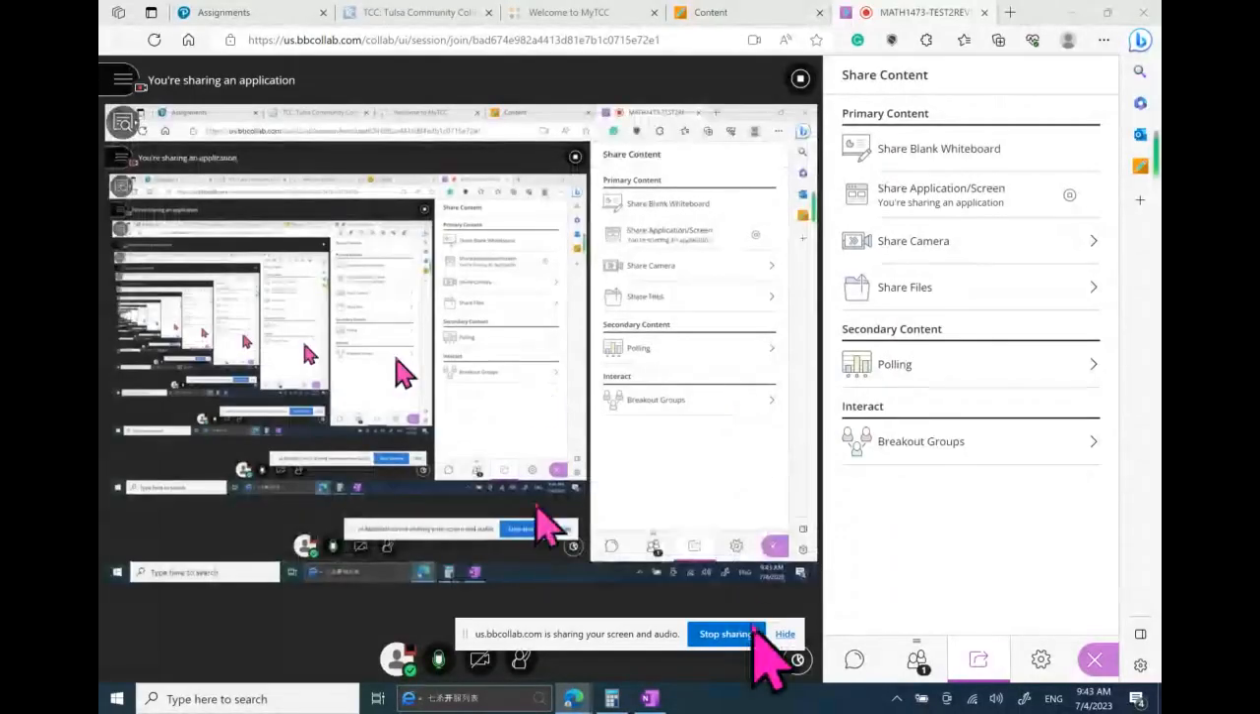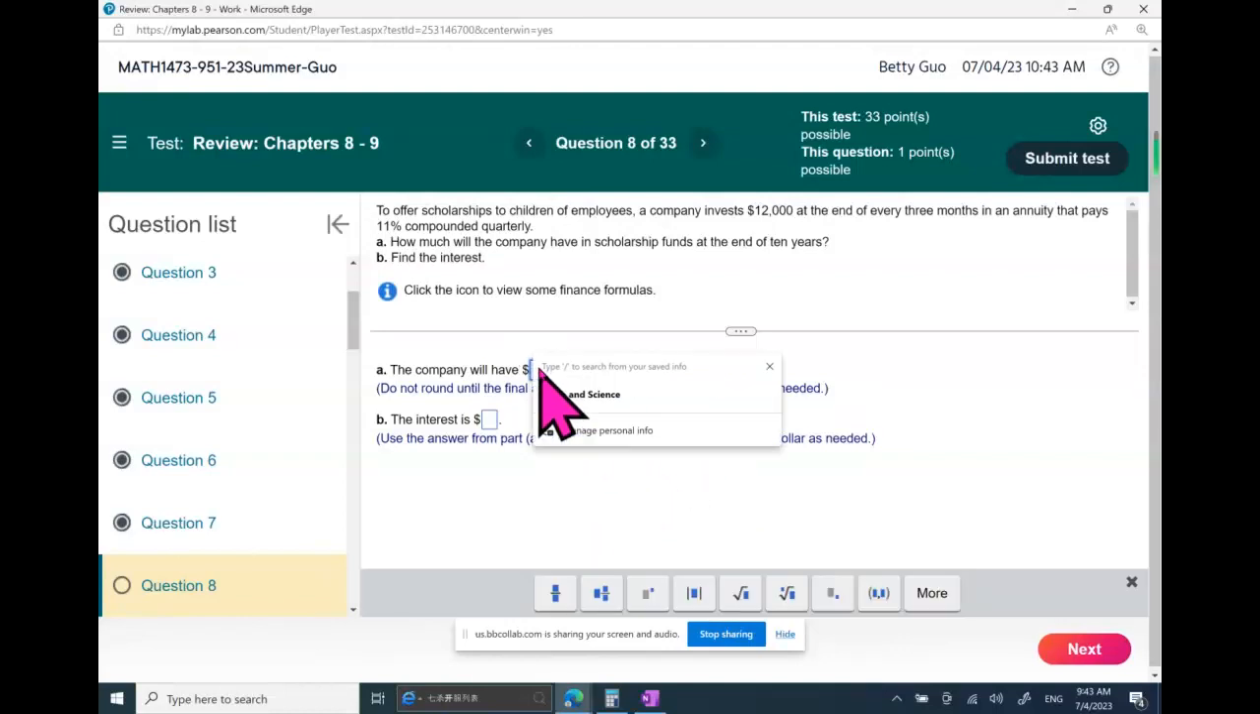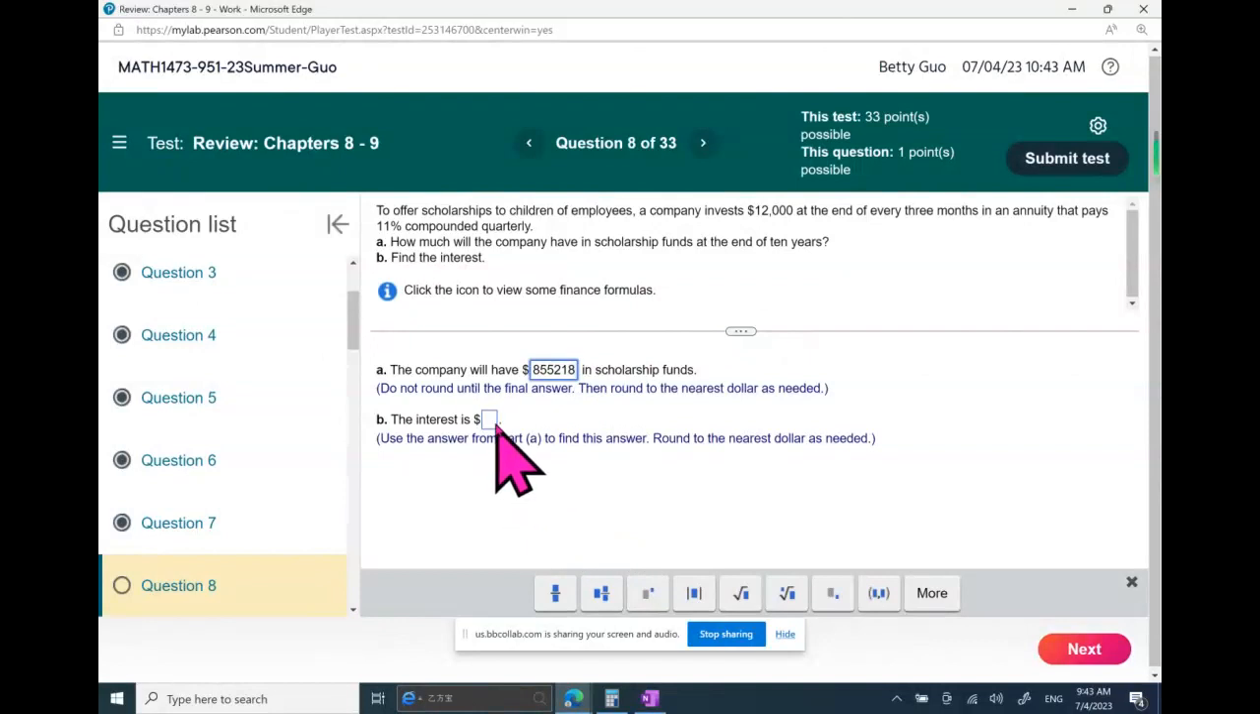Let's see how we round the answer. Do not round until the answer, then round it to the nearest dollar as needed. Okay, so we're going to enter 855,218. Since the tens is 7, it rounds up. Let's do it again. 855,218. Double check to the nearest dollar. $855,218. Okay. Part B, interest.